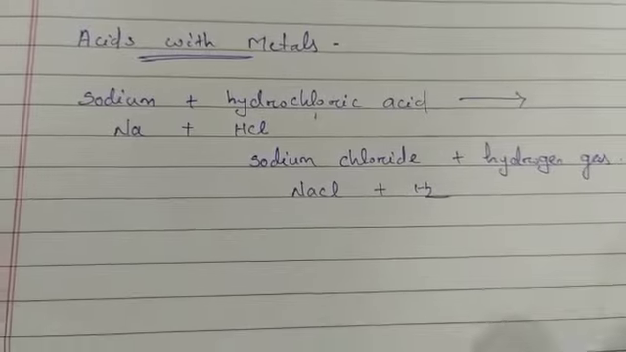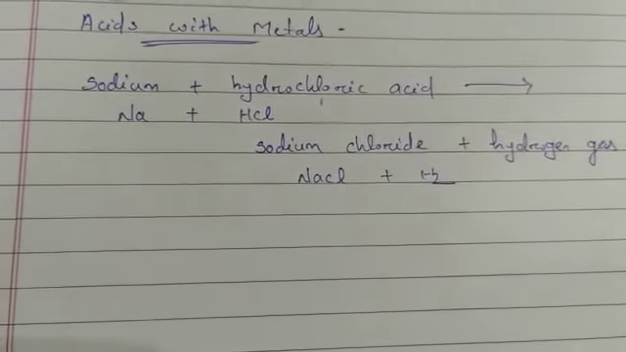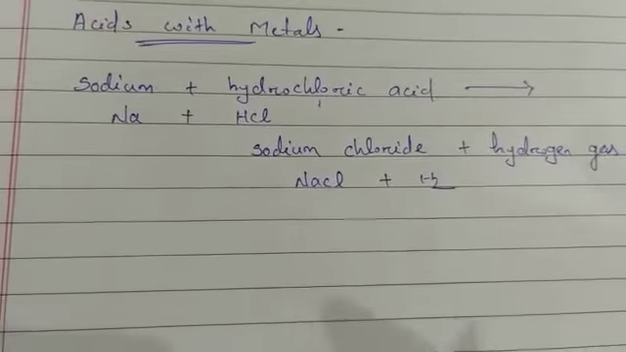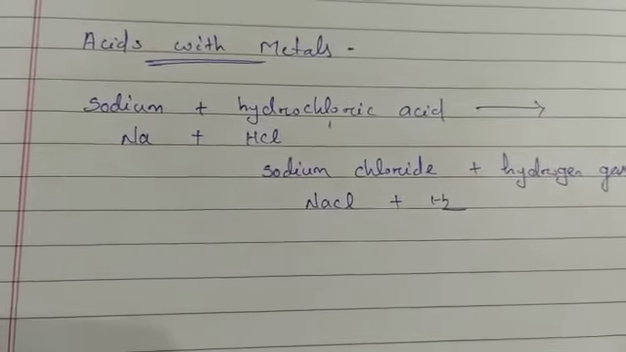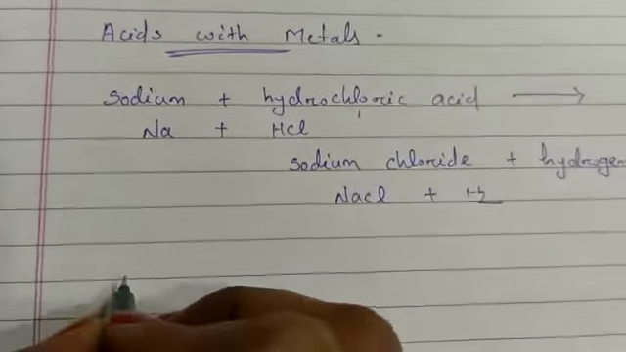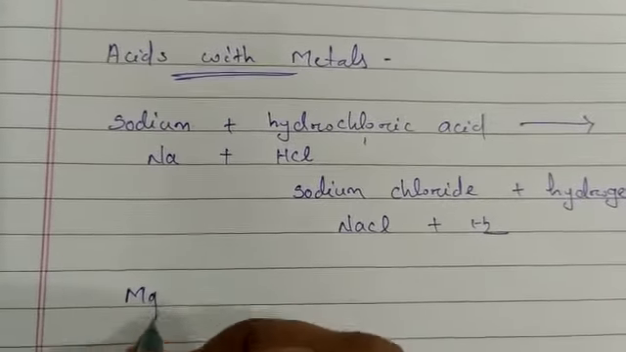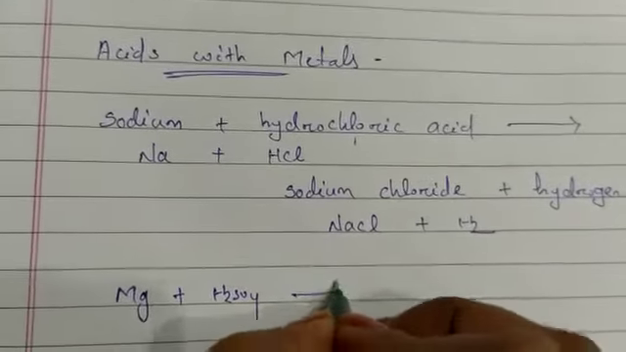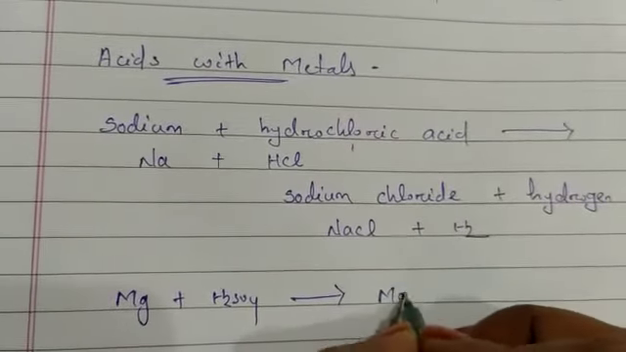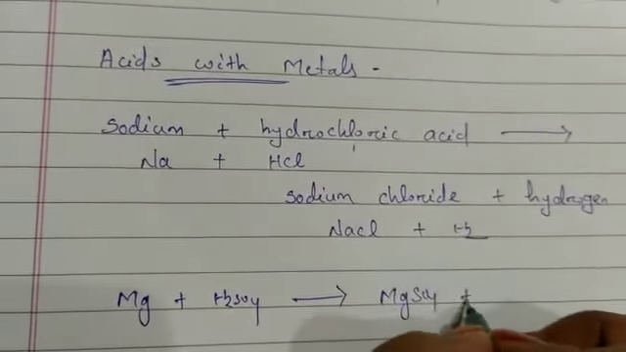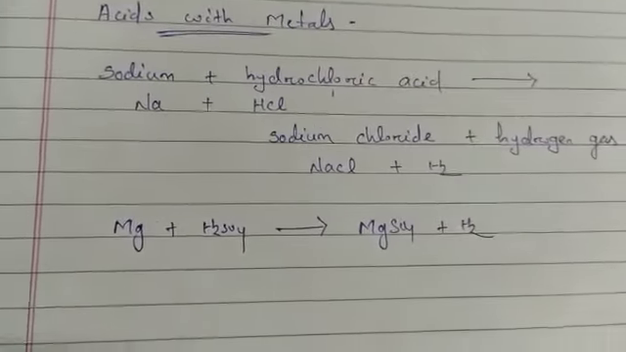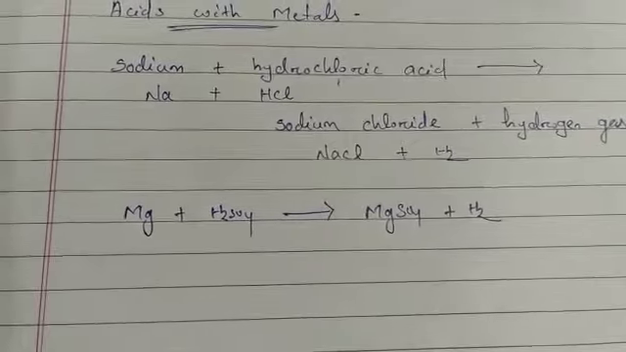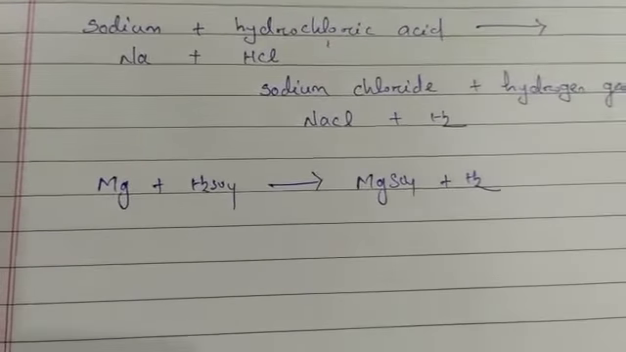Another example we can take is magnesium. Magnesium, Mg, reacts with dilute sulfuric acid, H2SO4, and gives MgSO4, magnesium sulfate, plus hydrogen gas. So when acid reacts with metals, it produces salt along with hydrogen gas.